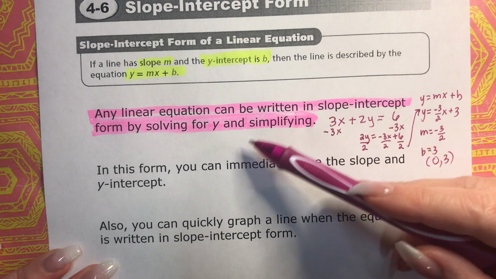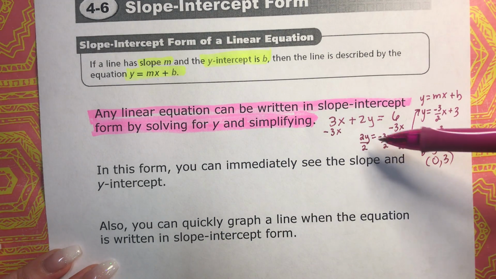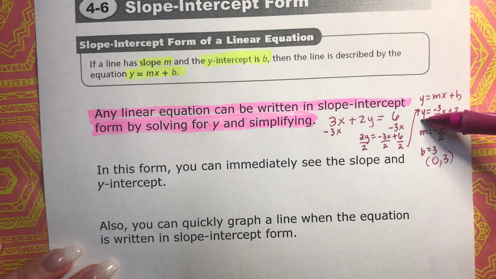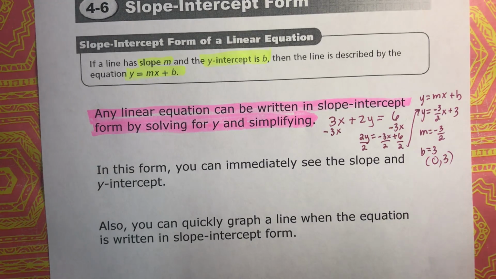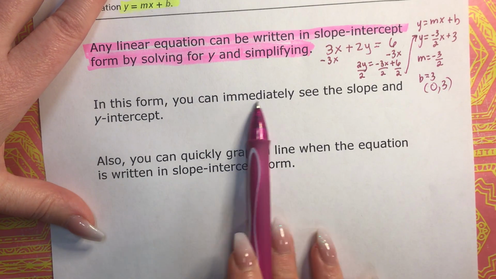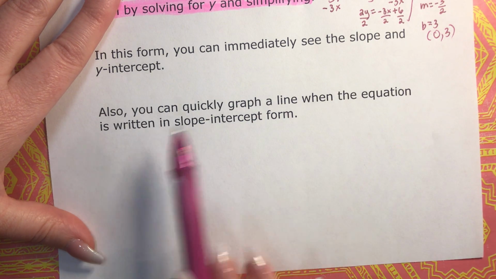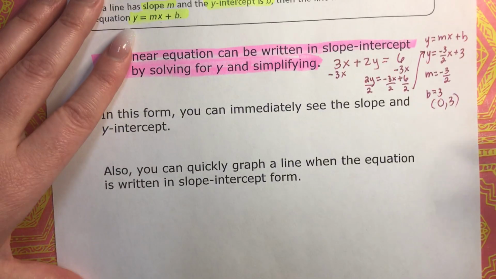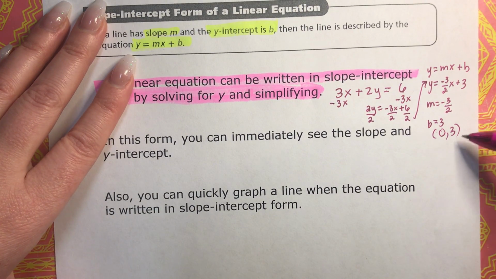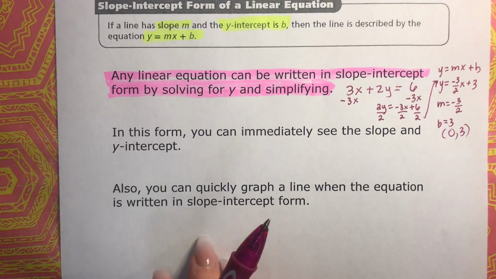So really, any equation, you can put it into this slope-intercept form just by using your wonderful algebra skills that you already have, solving it and equaling it to y, and then you'll have the slope and the intercept there. So in this form, you can immediately see the slope and the y-intercept. Also, you can quickly graph a line when the equation is written in slope-intercept form, like we previously did in the last example. We graph the y-intercept first at this point, and then from that, we graph the slope. Perfect. So let's go ahead and get started looking at some different problems.